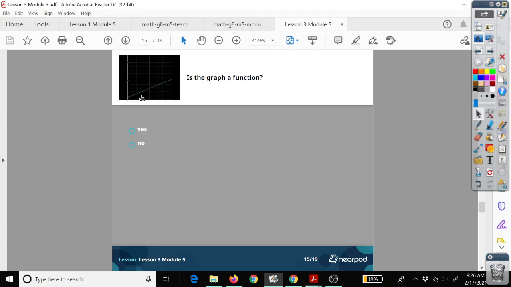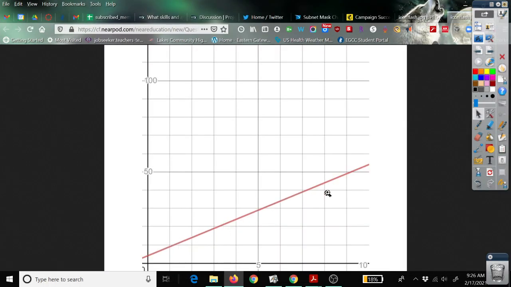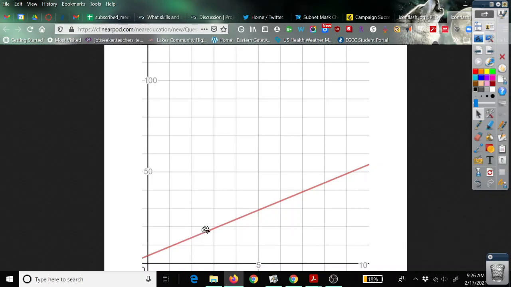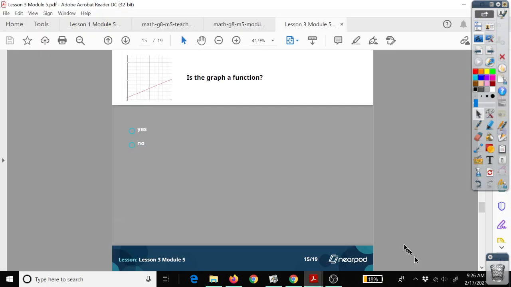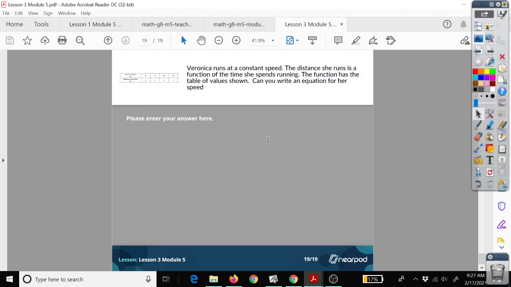Is this graph a function? If I have a straight line, is that a function? Yes, because my rule for graphs is as long as it's not going straight up and down, or if it doesn't curve back on itself, then it's a function. So this is a function. Okay? So that's all of those.